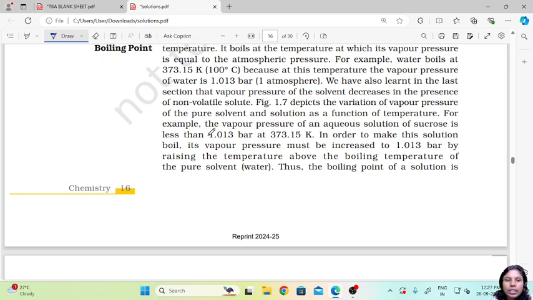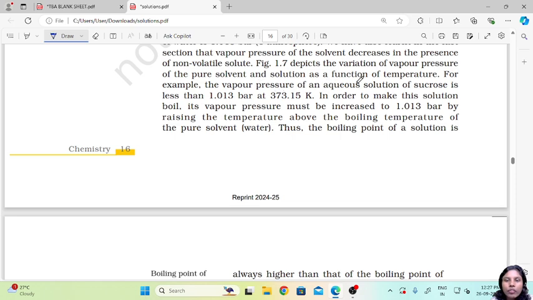We have also learned in the past section that the vapor pressure of the solvent decreases in the presence of a non-volatile solute. Figure 1.7 depicts the variation of vapor pressure of pure solvent and solution as a function of temperature. For example, the vapor pressure of an aqueous solution of sucrose is less than 1.013 bar at 373.15 Kelvin. In order to make this solution boil, its vapor pressure must be increased to 1.013 bar by raising the temperature above the boiling temperature of the pure solvent, that is water.